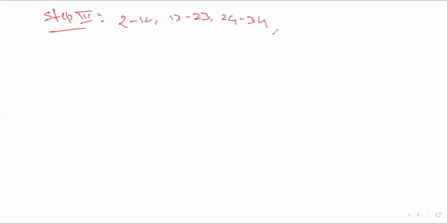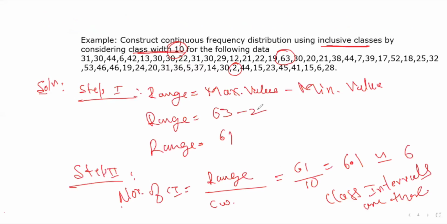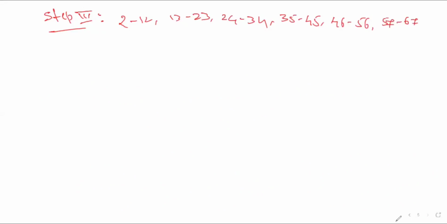Okay, 24 to 34. Next is 35 to 45, because it is inclusive. Next, 46 to 56. Then 57 to 67. We need to stop here. Why? Because the maximum value is 63. So I should go for more than 63, and according to our systematic pattern, maximum value we can consider up to 67. So this is step number 3.